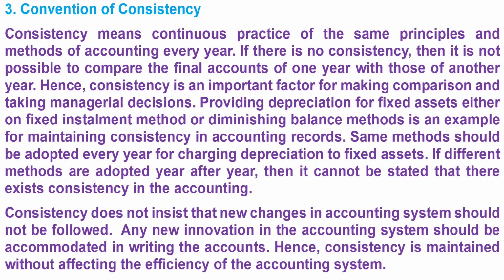3. Convention of consistency. Consistency means continuous practice of the same principles and methods of accounting every year. If there is no consistency, then it is not possible to compare the final accounts of one year with those of another year. Hence, consistency is an important factor for making comparison and taking managerial decisions. Providing depreciation for fixed assets either on fixed installment method or diminishing balance method is an example for maintaining consistency in accounting records. Same methods should be adopted every year for charging depreciation to fixed assets. If different methods are adopted year after year, then it cannot be stated that there exists consistency in the accounting.